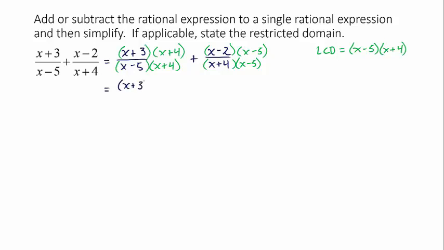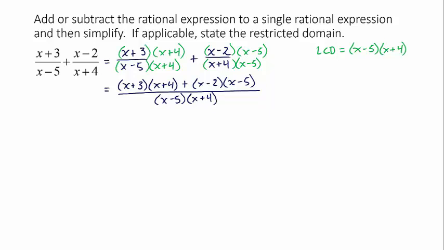I'm going to have (x plus 3) times (x plus 4) plus (x minus 2) times (x minus 5), right? That's my numerator, all over the LCD of (x minus 5) times (x plus 4). Okay, be really careful here.